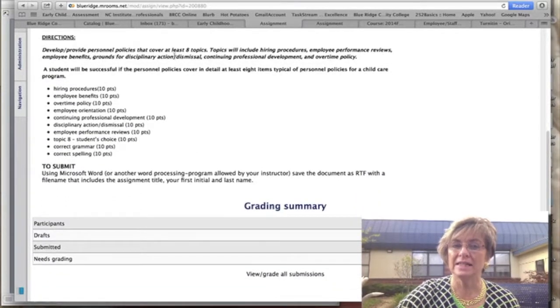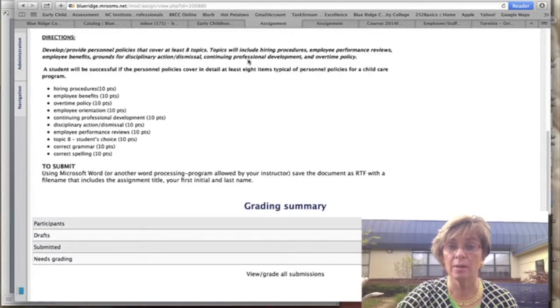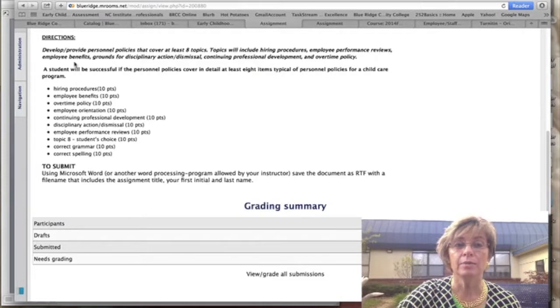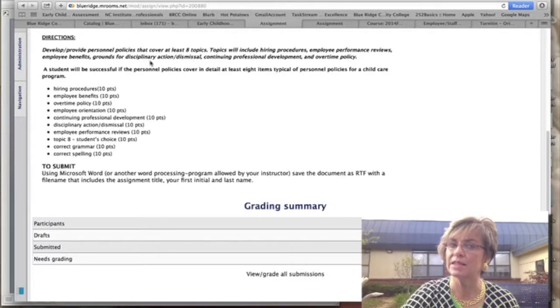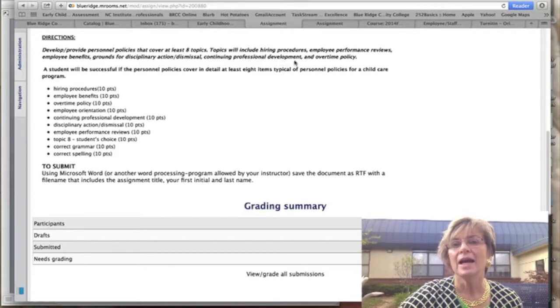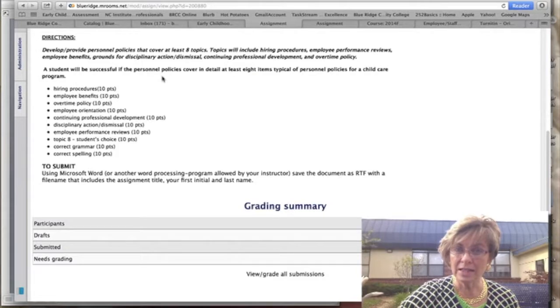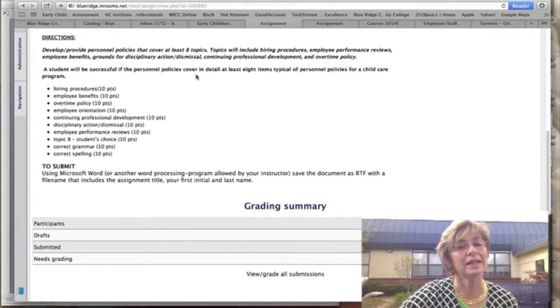Provide personnel policies that cover at least 8 topics, and those topics will include hiring procedures, employee performance reviews, employee benefits, grounds for disciplinary action or dismissal, and of course that should have the steps that you would take for that, continuing your professional development, and overtime policy. So again, these are personnel policies, and you need to have in detail at least 8 items typical of the personnel policies for a child care program. So those listed up there.